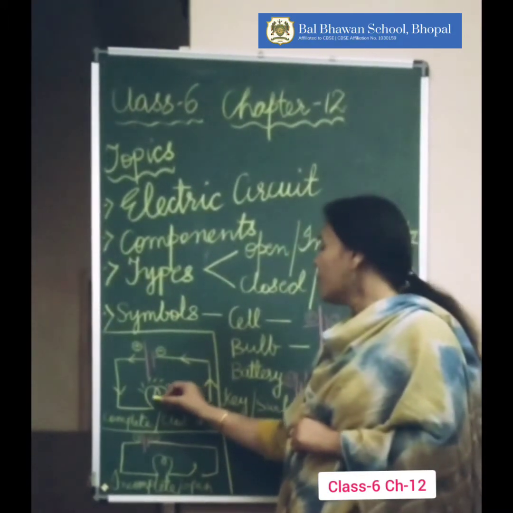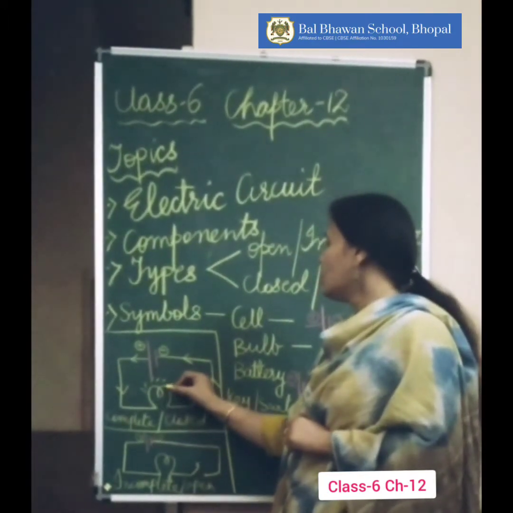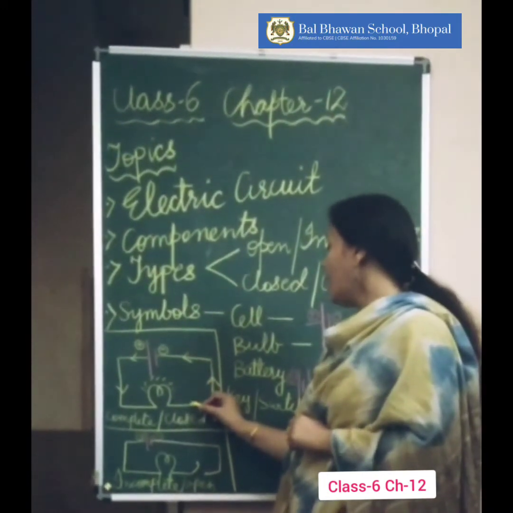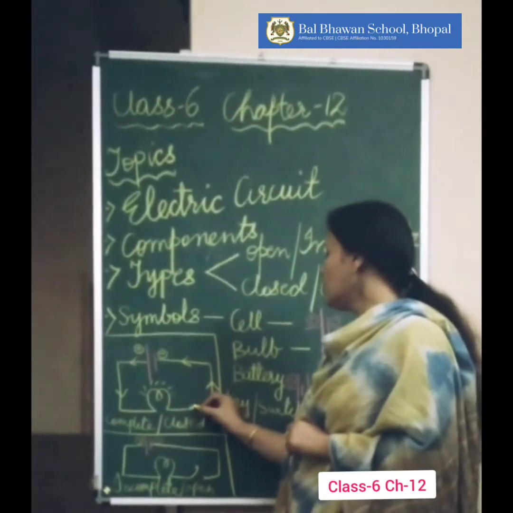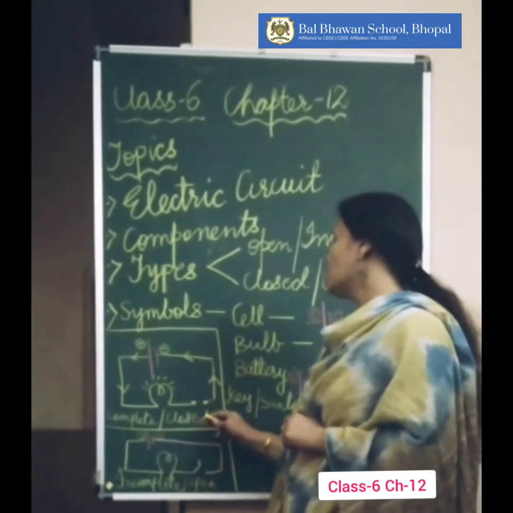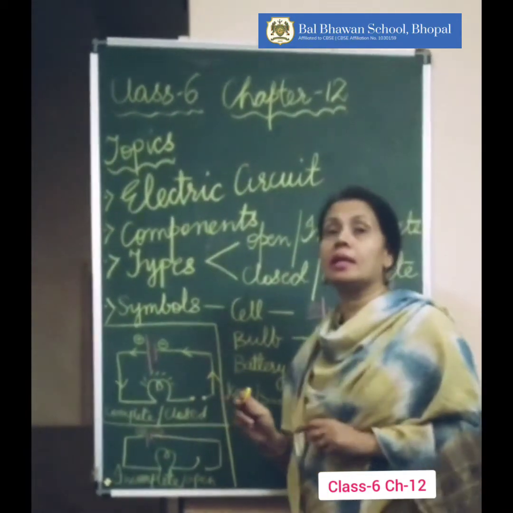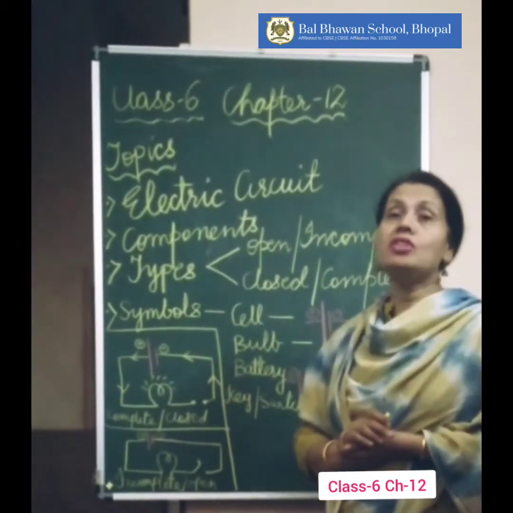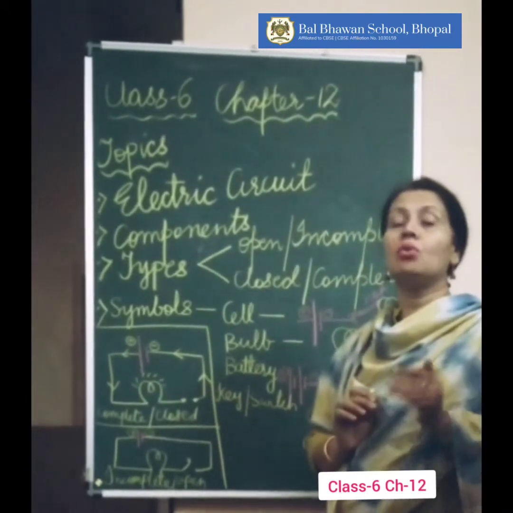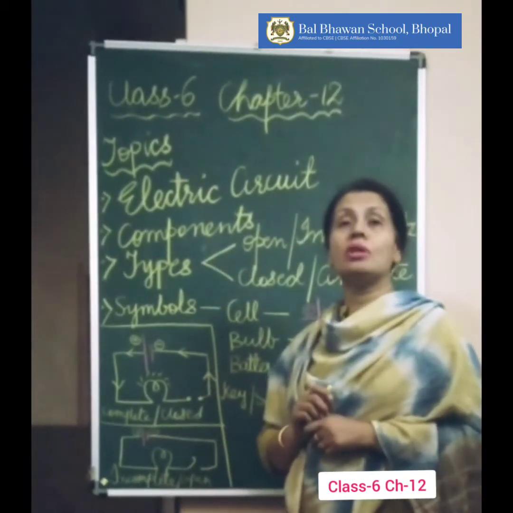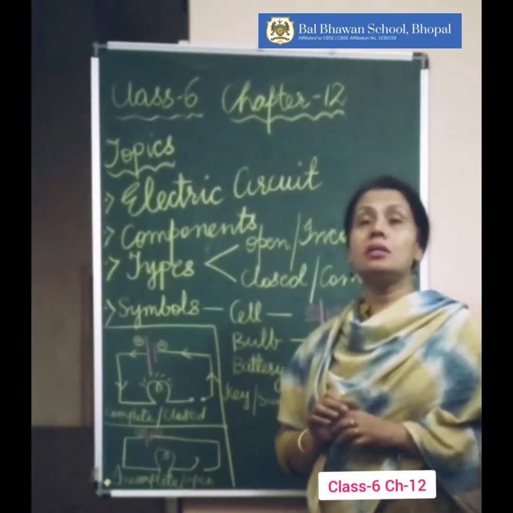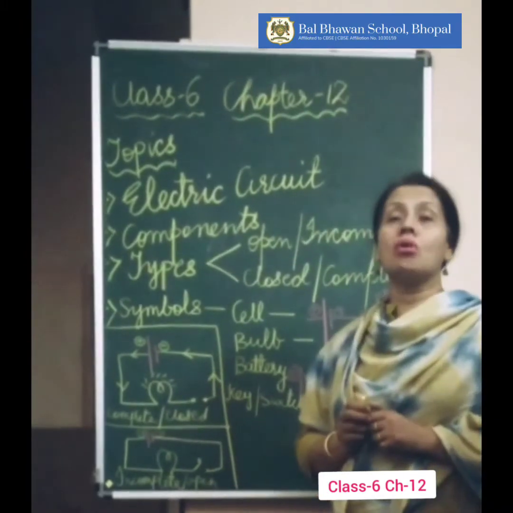Once the current reaches this bulb, the bulb will start glowing, as there is a continuous circuit, there is no break. And just look here at the switch, it is in on position, no gap, so the current is flowing through the circuit. Such type of circuit is known as a complete circuit or a closed circuit. That is a circuit in which there is no break, there is an uninterrupted current flow in the circuit. Any gadget connected to such a circuit will start working when the switch is in on position.